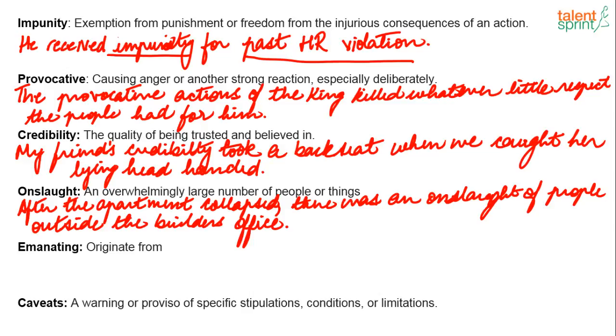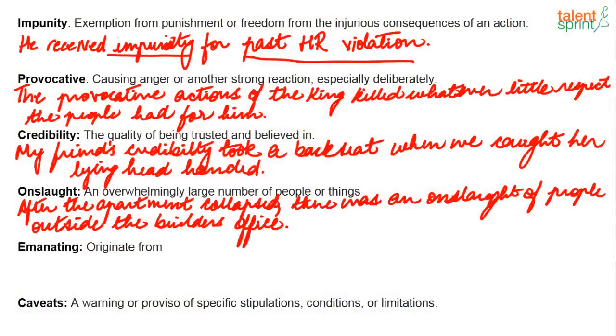Okay, so after the apartment collapsed, so there's an apartment, we all read that. It's really sad that whenever monsoons happen, there are some old buildings in Mumbai that usually collapse, and a lot of people lose their lives. So we often hear such news. So let's go back. Okay, so when the apartment collapsed, there was an onslaught of people outside the builder's office. So people were really angry and a large number of people went to the builder's office.